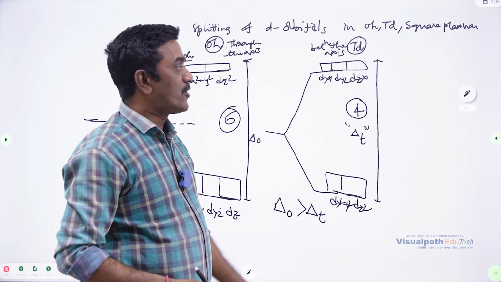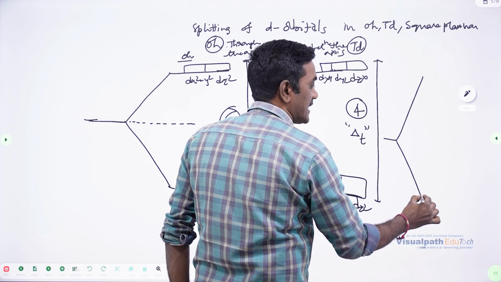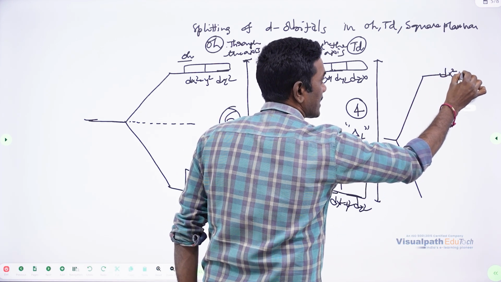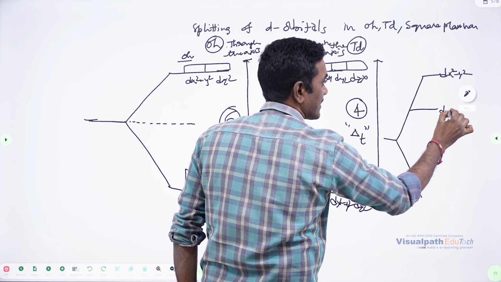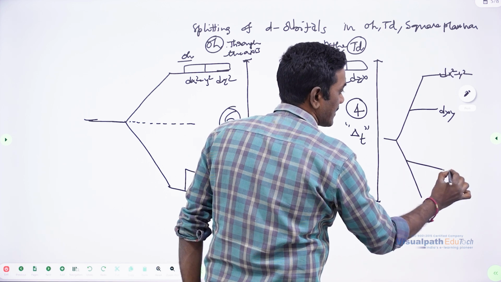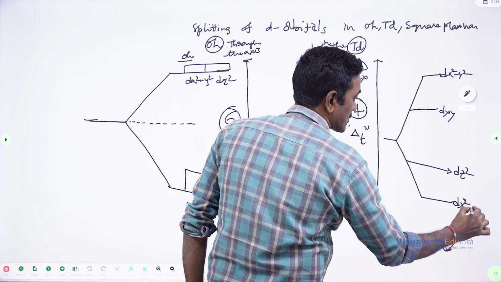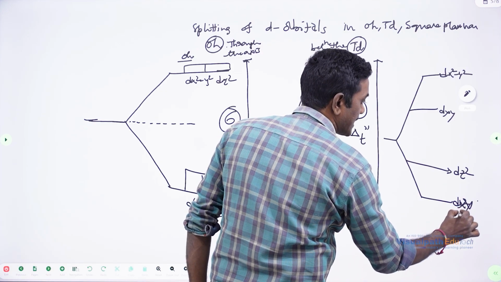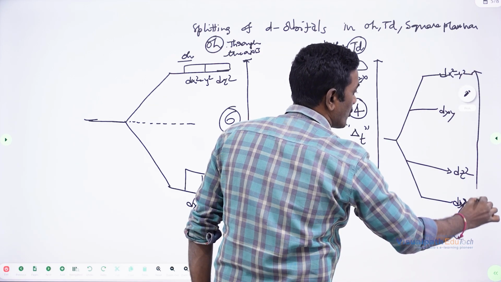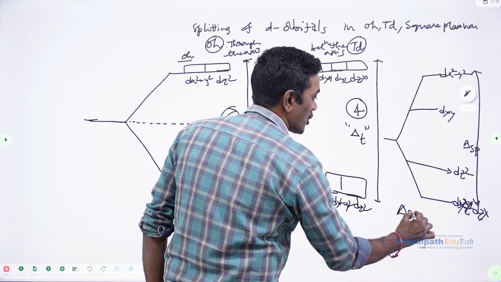And now we are going to discuss and compare with respect to square planar. In square planar, it is going to be dx square minus y square, dxy, and then dz square, and then dyz and dzx. Here if you are comparing, it is going to be delta SP. Just now we have discussed delta SP is equal to how much?